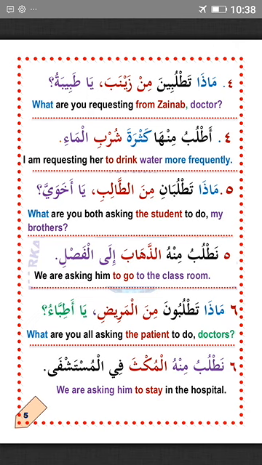نطلب منه المكث في المستشفى. نطلب منه المكث. We are asking him to stay في المستشفى in the hospital. لعلك فهمت. I hope you understand. ما شاء الله.